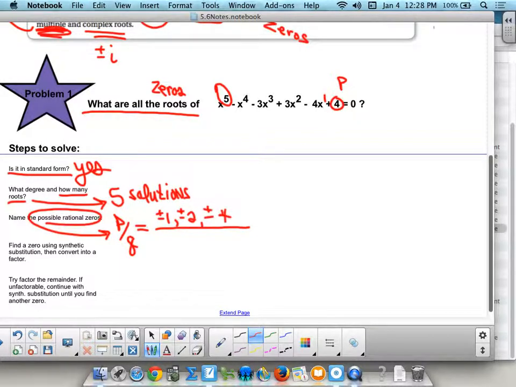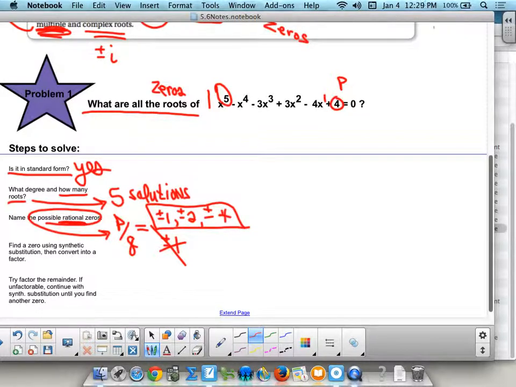Over your q's. Well, your q's are factors of what? The first number, the coefficient in front of your highest degree term. X to the 5th is my highest degree. The coefficient is 1. What goes into 1? 1. So what are my possible answers? 1 over 1, 2 over 1, 4 over 1. So really, isn't it just this? I really don't need to write this. But there are my 6 possible solutions that are considered rational.